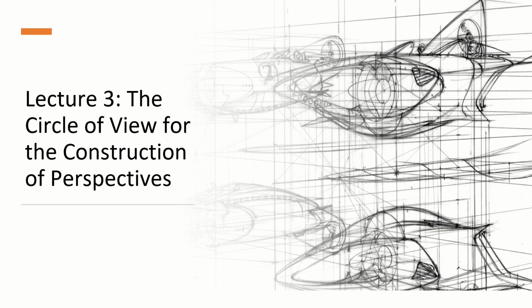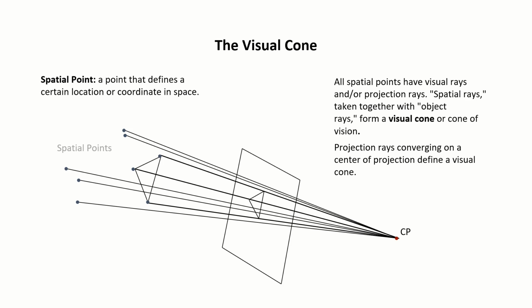Lecture 3. The Circle of View for the Construction of Perspectives. In this lecture, we will introduce the cone of vision. The cone of vision incorporates spatial points into the perspective model. Spatial points refer to specific locations or coordinates within a three-dimensional space.